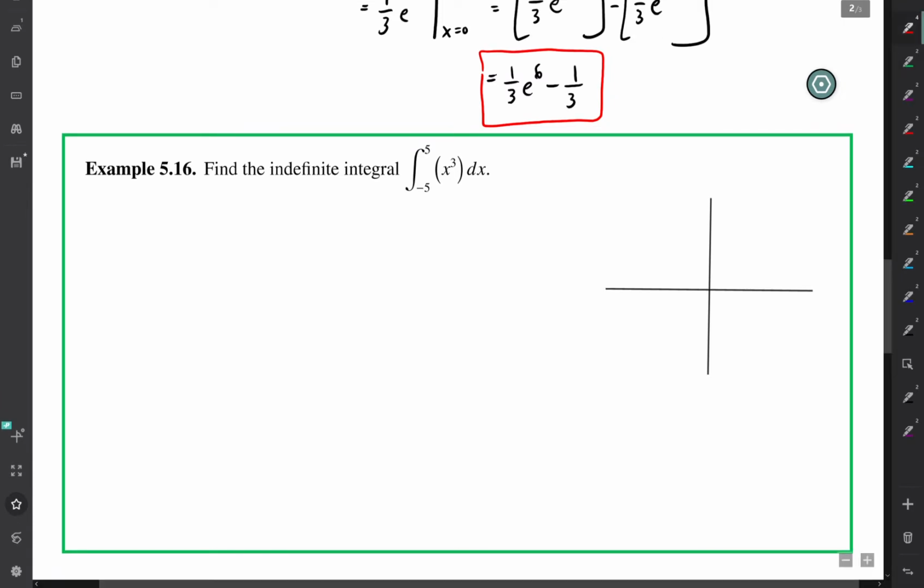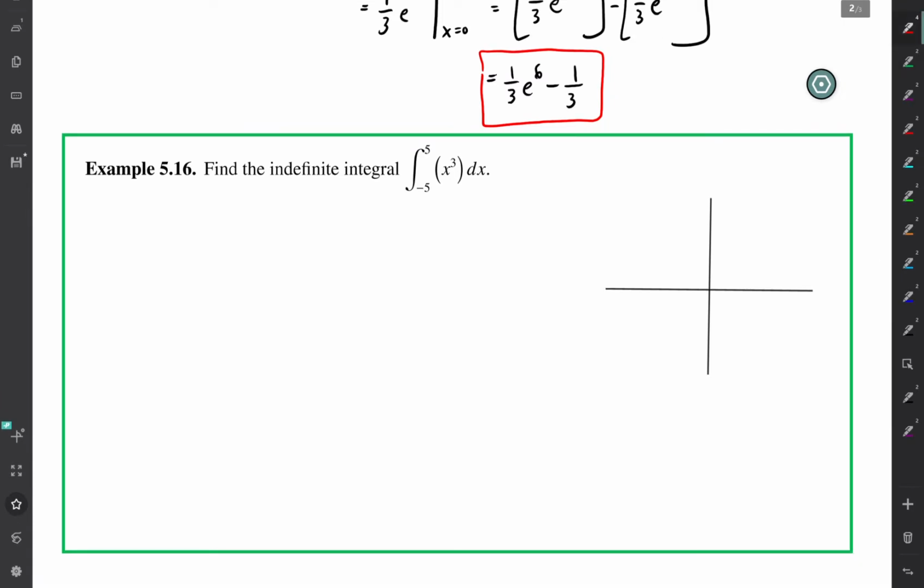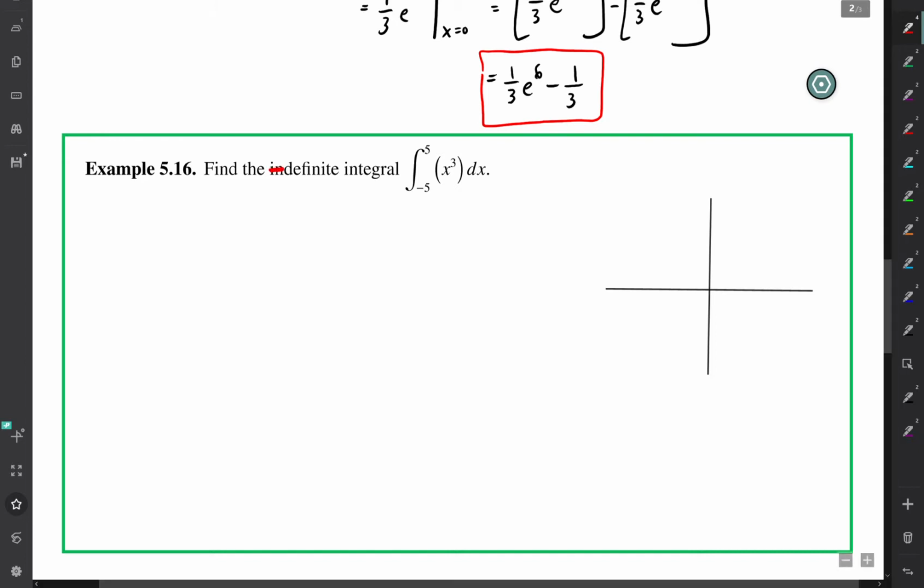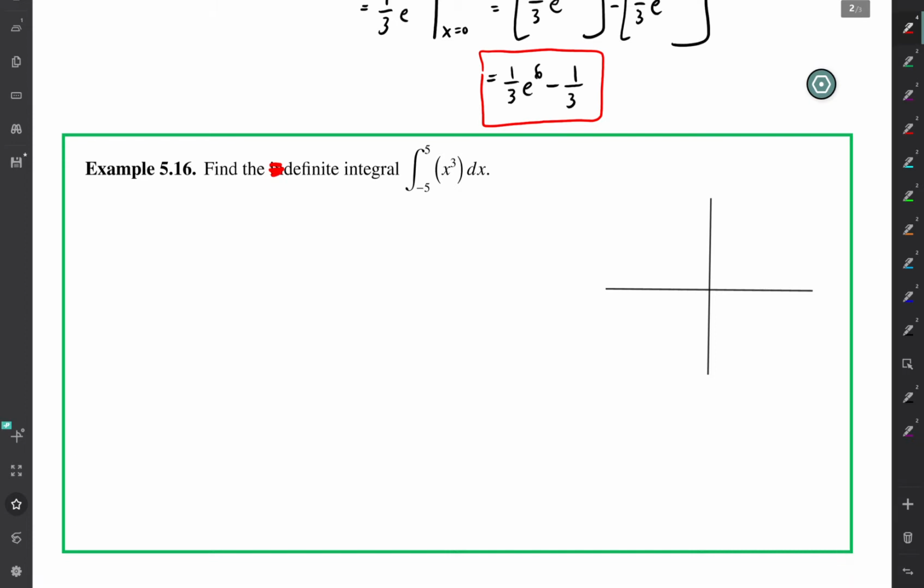Okay, in example 516, we're asked to find the integral from -5 to 5 of x cubed dx, and this is a typo, that should say the definite integral from -5 to 5 because we're given the bounds. So I'll change that in your notes a little bit later.